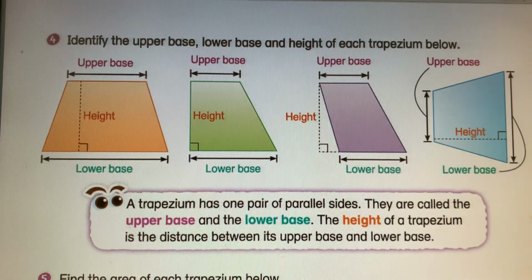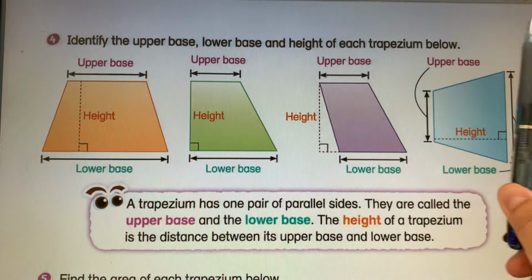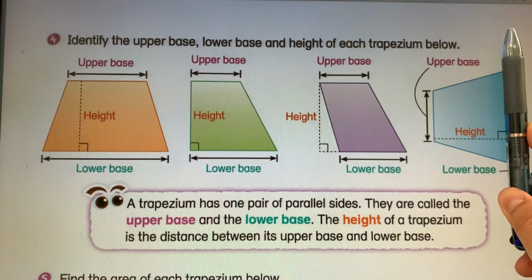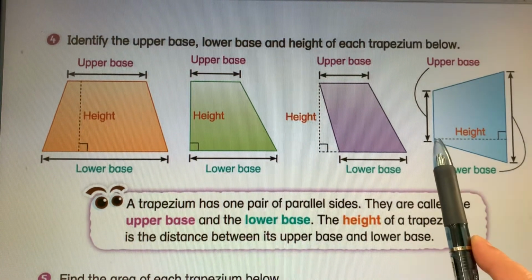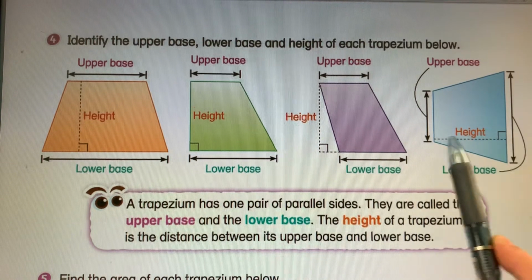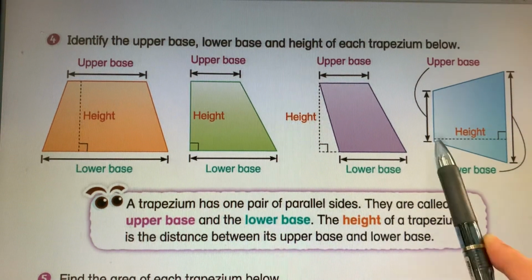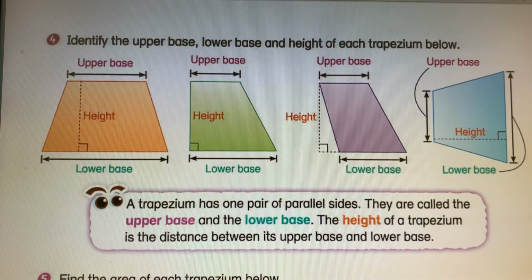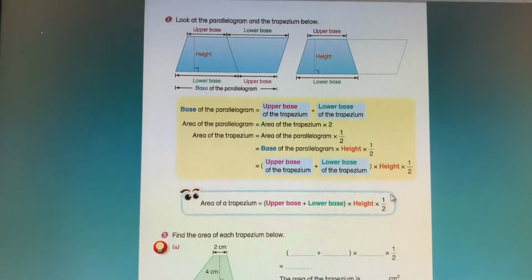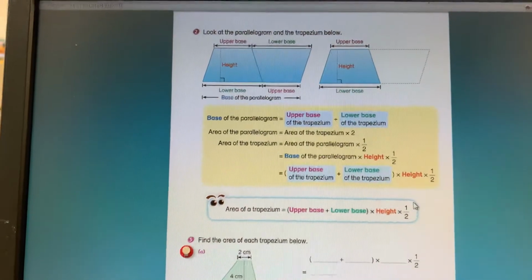Even if we rotate the pair of parallel sides, we can find these perpendicular lines. This is the height of the parallelogram. Why do we have to define the upper base, the lower base, and height? Because we need to use them to talk about the formula for finding the area of a trapezium.